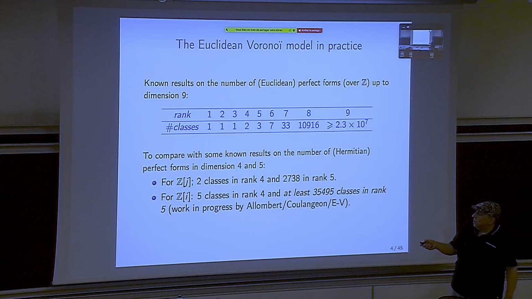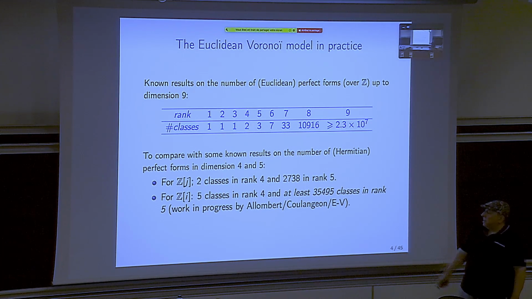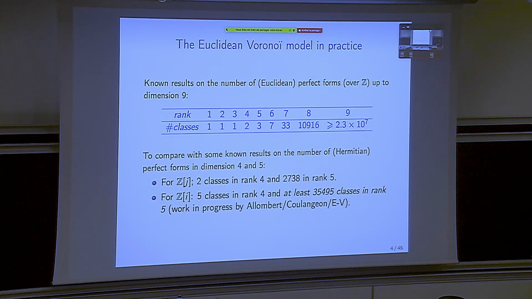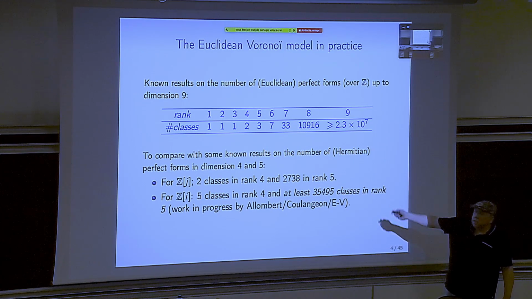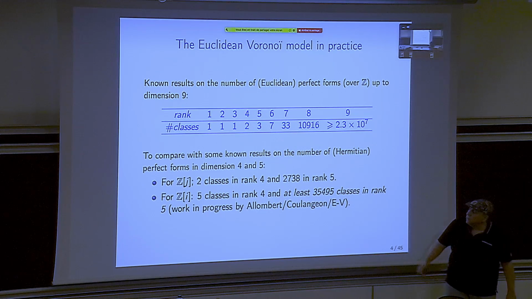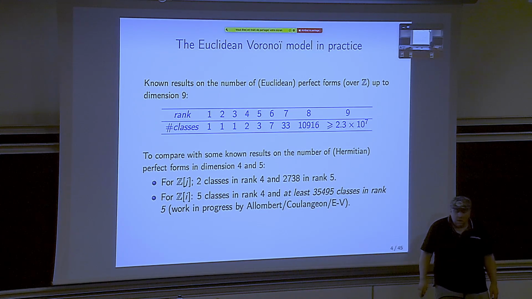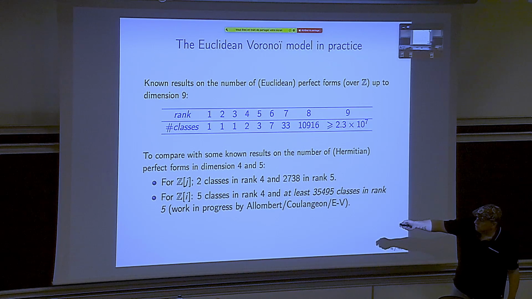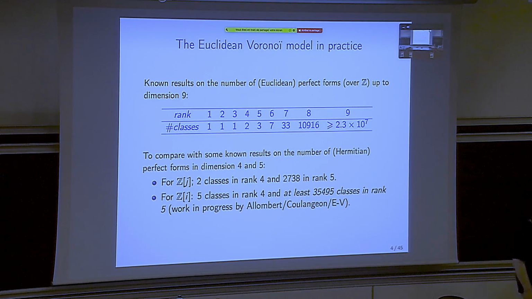So in rank 4, you have respectively 2 and 5 classes. And in rank 5, there are 2007 classes. So it is really up to, say, GL_N, well, no, to isometries over either the Eisenstein ring or the Gaussian ring. So it is not up to conjugations, okay?